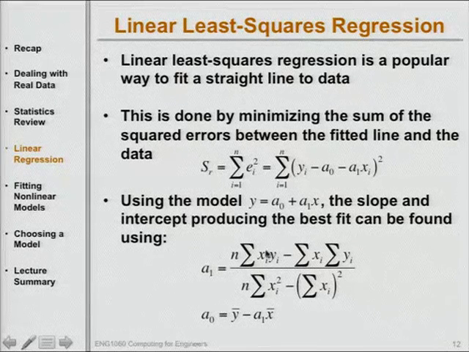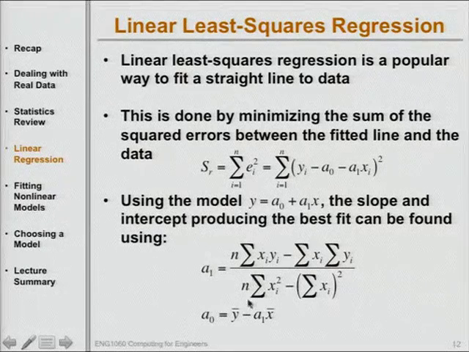It turns out that the coefficients a0 and a1, you can find them, they're equal to this. a1 is equal to this expression here, so that's the sum of the x values times the y values, minus the sum of the x values times the sum of the y values, divided by, etc. Once you've found a1, you can easily find a0. a0 is just equal to the average value of y minus a1 times the average value of x.